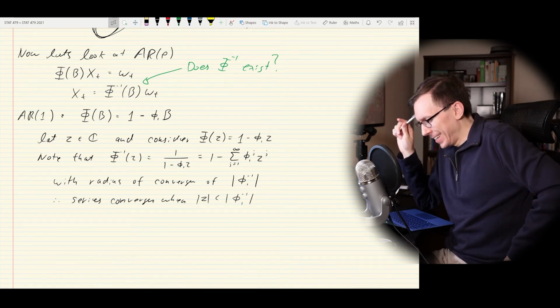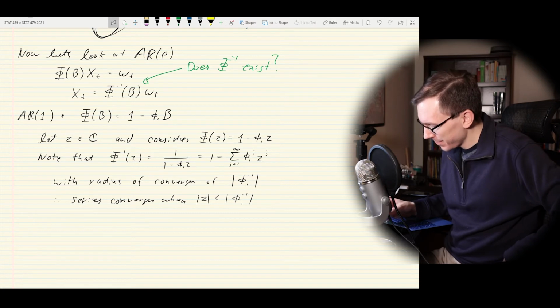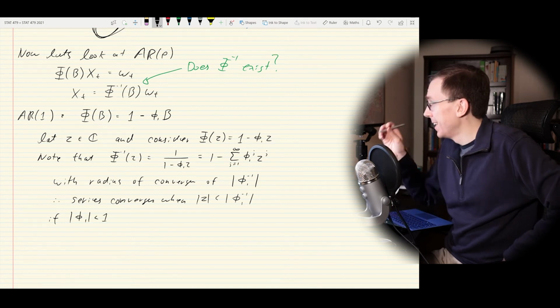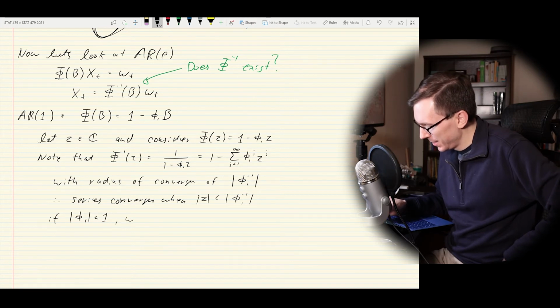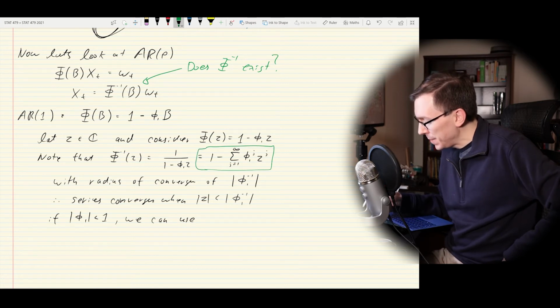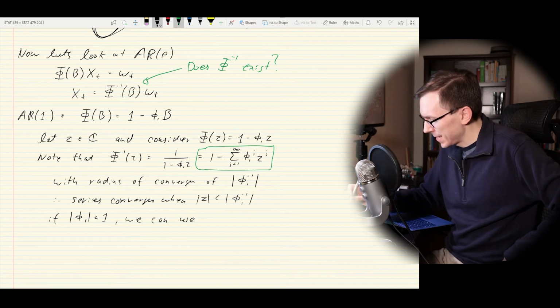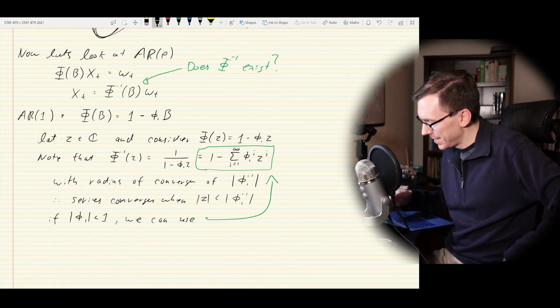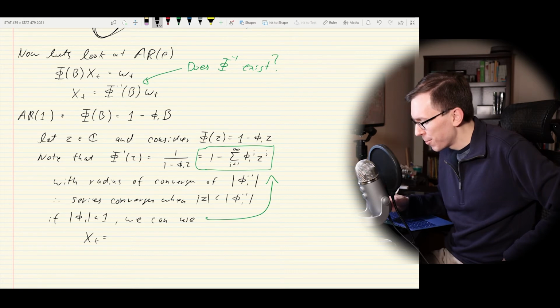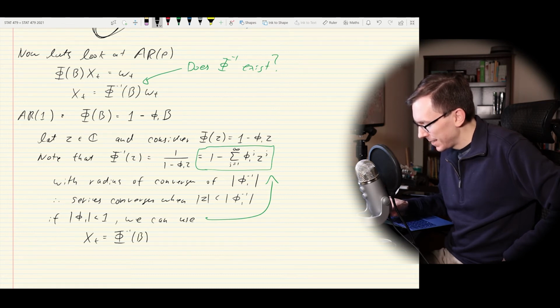So, okay, why are we doing all this? Well, if the absolute value of phi 1 is less than 1, then what we can do is use this series here, the green box, and replace the z with a B. And what we write is that x_t is going to be the same thing that the other green arrow is pointing to, which is phi inverse of B, w_t.